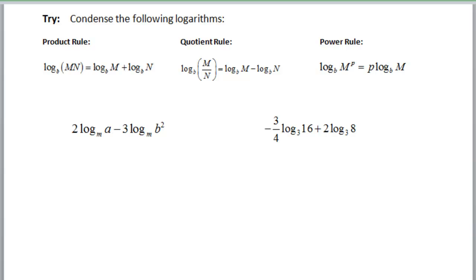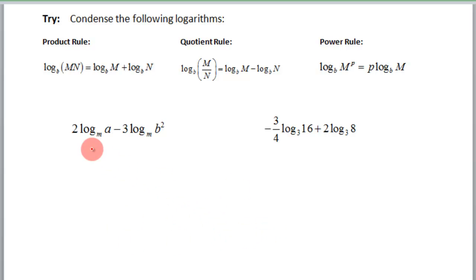Now it's that time for you to actually try some. Here are the 3 rules again. Remember, if you have numbers out front, start with this and put them back up. Right? And then condense with the other rules. So, give both of those a try, and then I'll do it in a moment, so pause it.